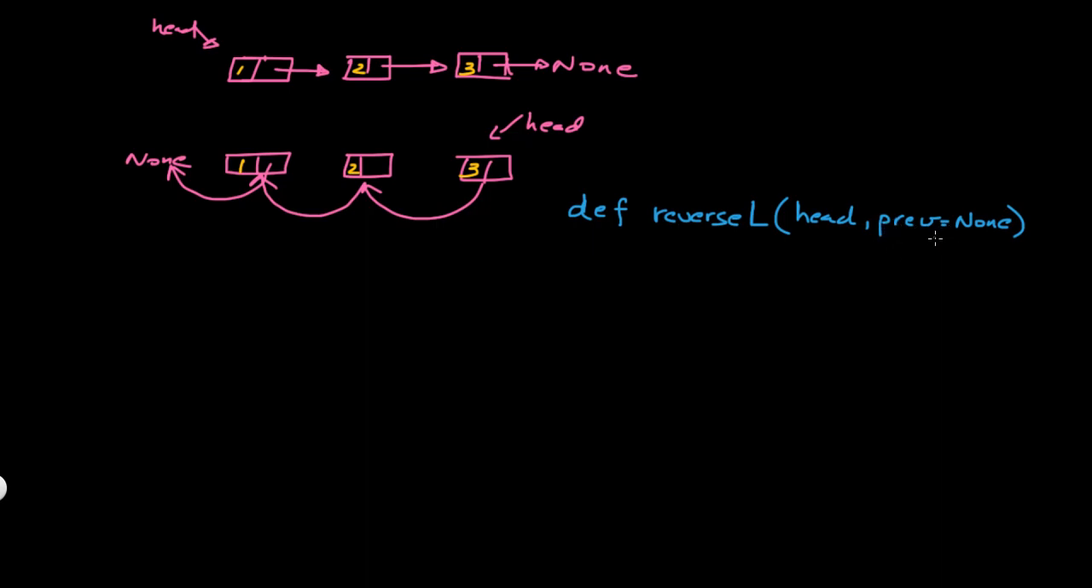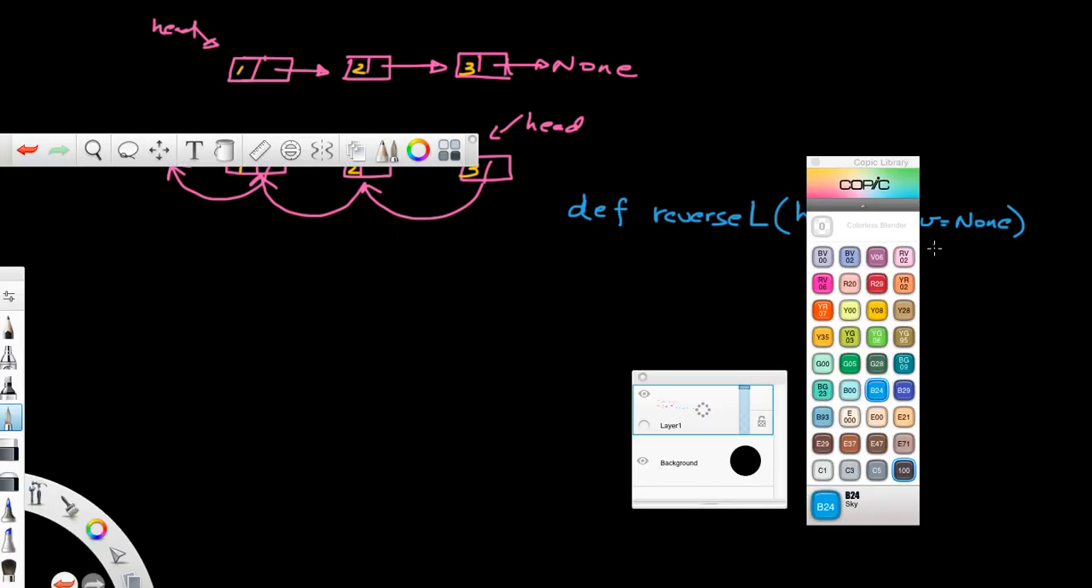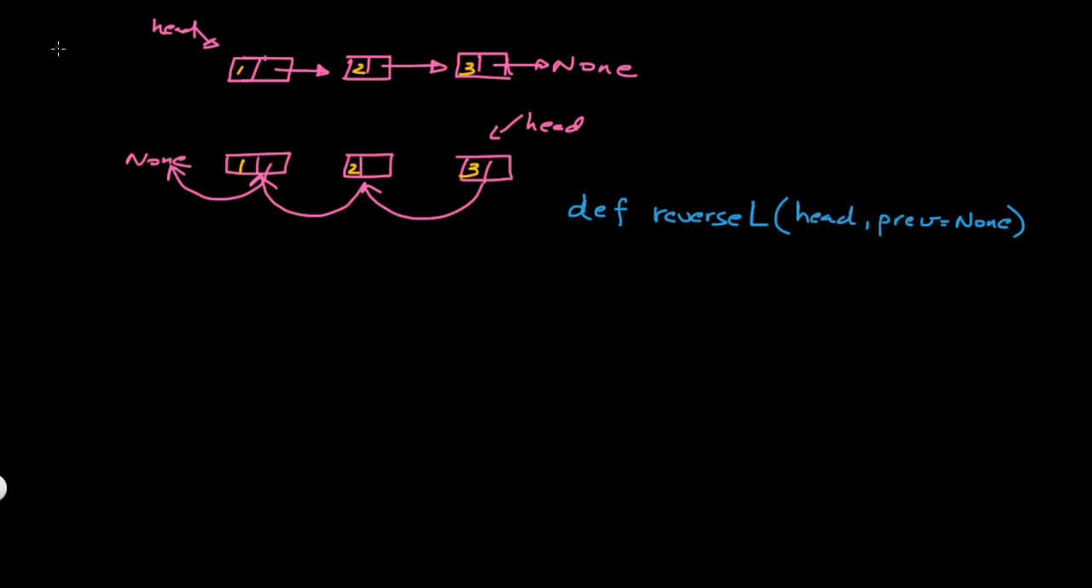Think of the second parameter previous as a reference to that node which happens to be one behind the head. As an example, if this is my linked list right here, and head is pointing at the first node of my linked list, previous in this case is going to be pointing at none. So previous, as an intuition, just keep this in mind, is just a reference pointing at that node of my linked list which just happens to be one behind the head.